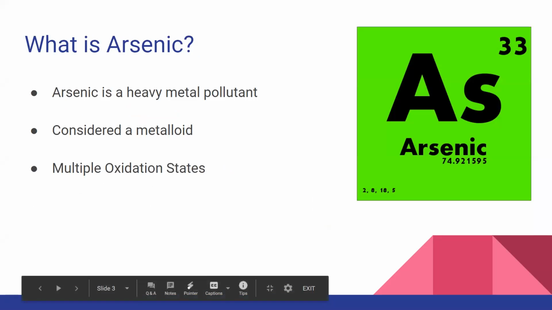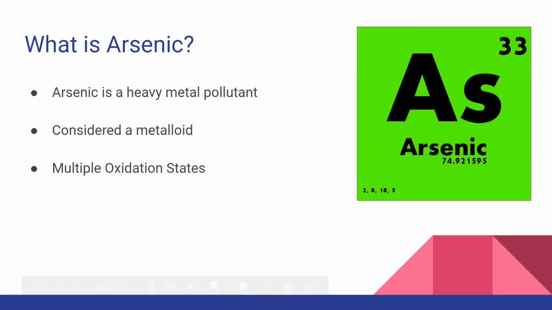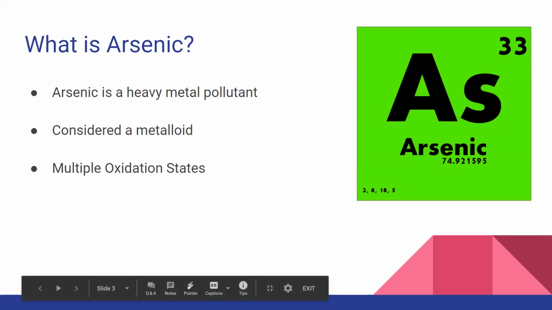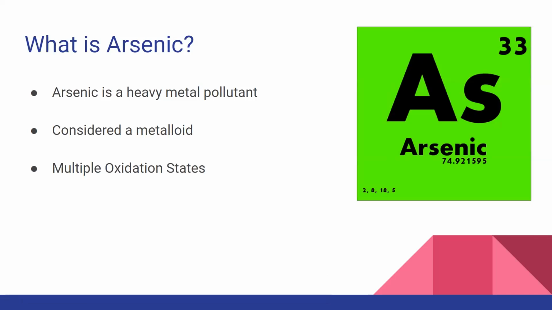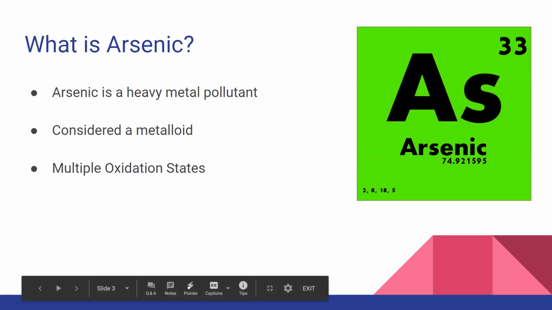Arsenic is a heavy metal pollutant. So what that means is that it is 5 times denser than water. Furthermore, arsenic is a metalloid, so it can form as a metal, but it can also form other species. Gabe will touch more on that later. And then finally, arsenic has multiple oxidation states, and Gabe will also talk about that in the geochemistry portion.